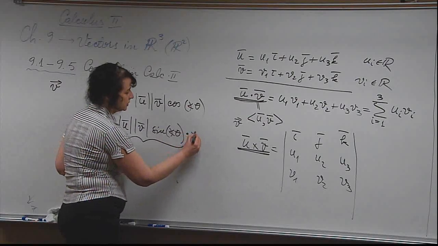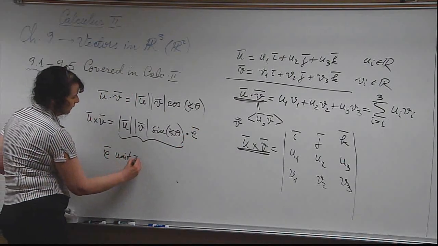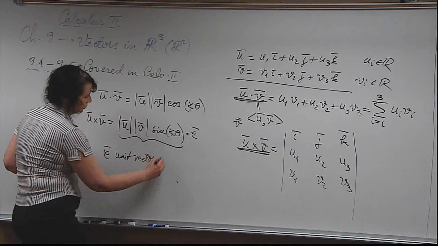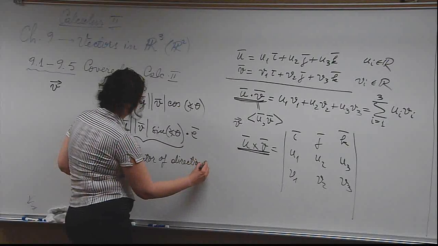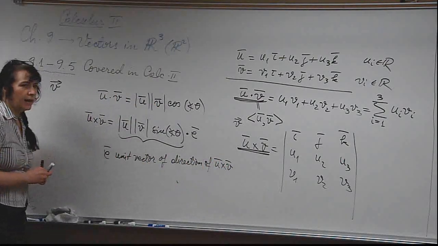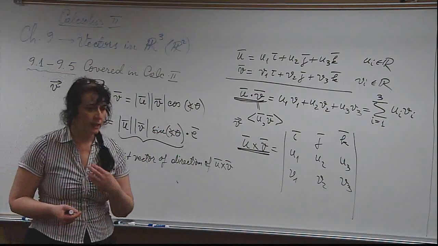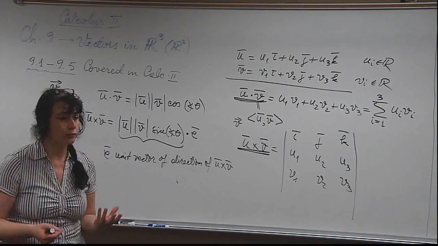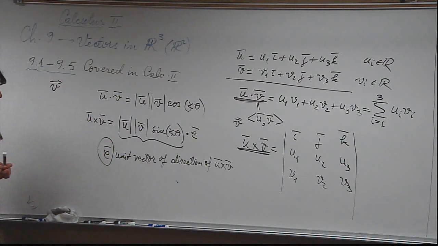And then you have times e, where e is the unit vector of the direction of the vector u dot v. Why can I not use another notation? Because u is already taken, but e in itself should suggest to you that you have a unit vector, a length 1 vector. Okay?